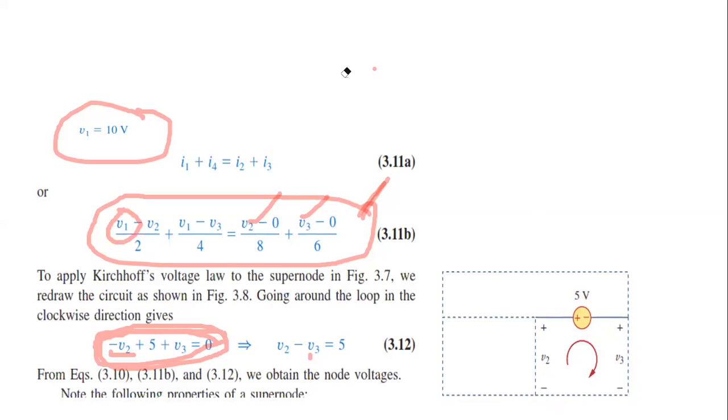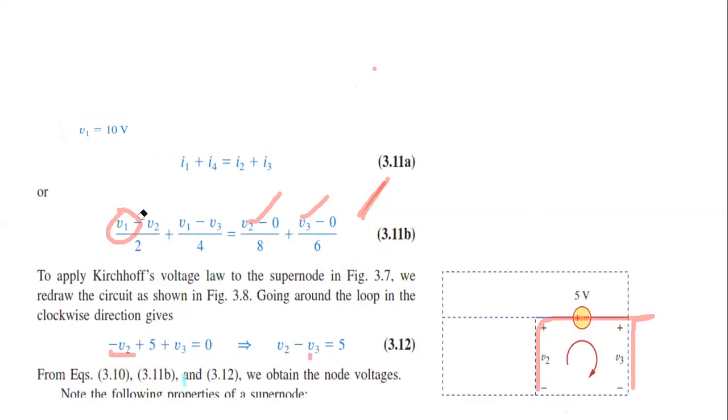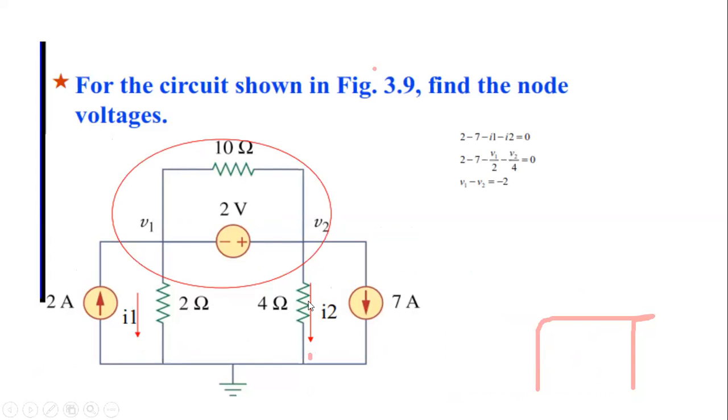And we have this, that is a 5 volt source. So if you move like this, negative to positive, minus V2, positive to negative, plus 5 volt, positive to negative, plus 5 plus V3, you will get another equation. Now all these equations can be solved to get the values of V1, V2 and V3. This is how we go for supernodal analysis.